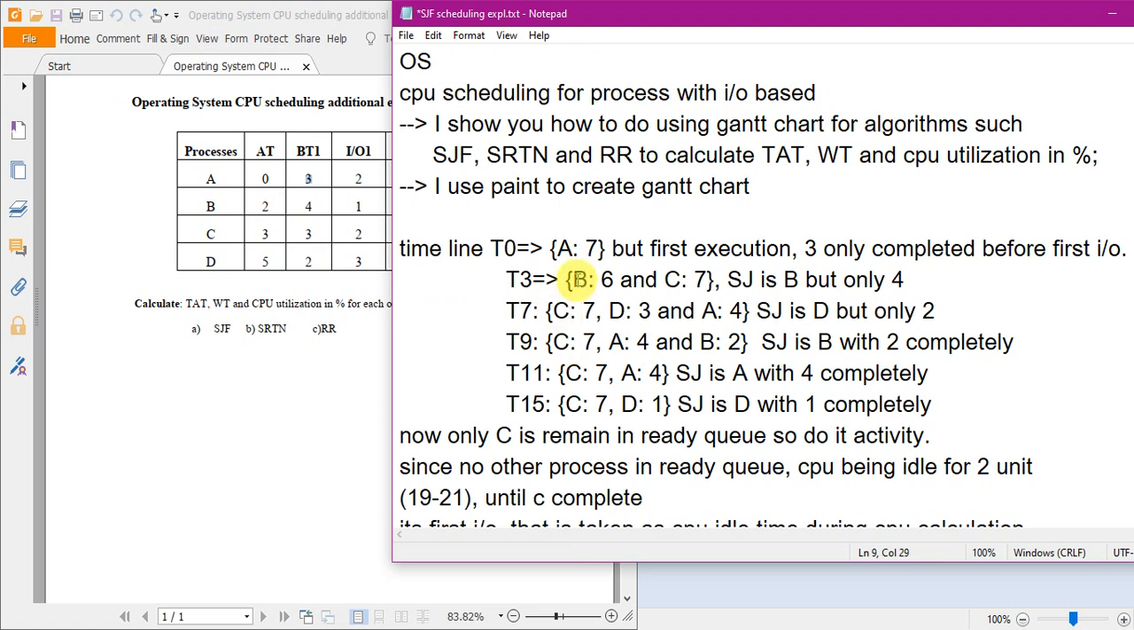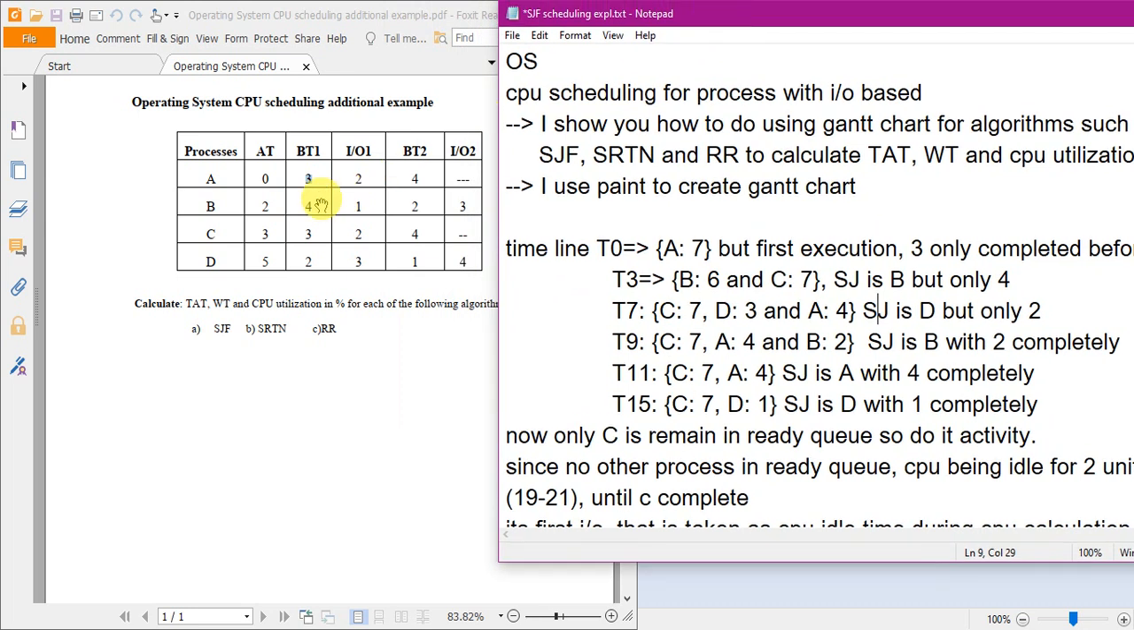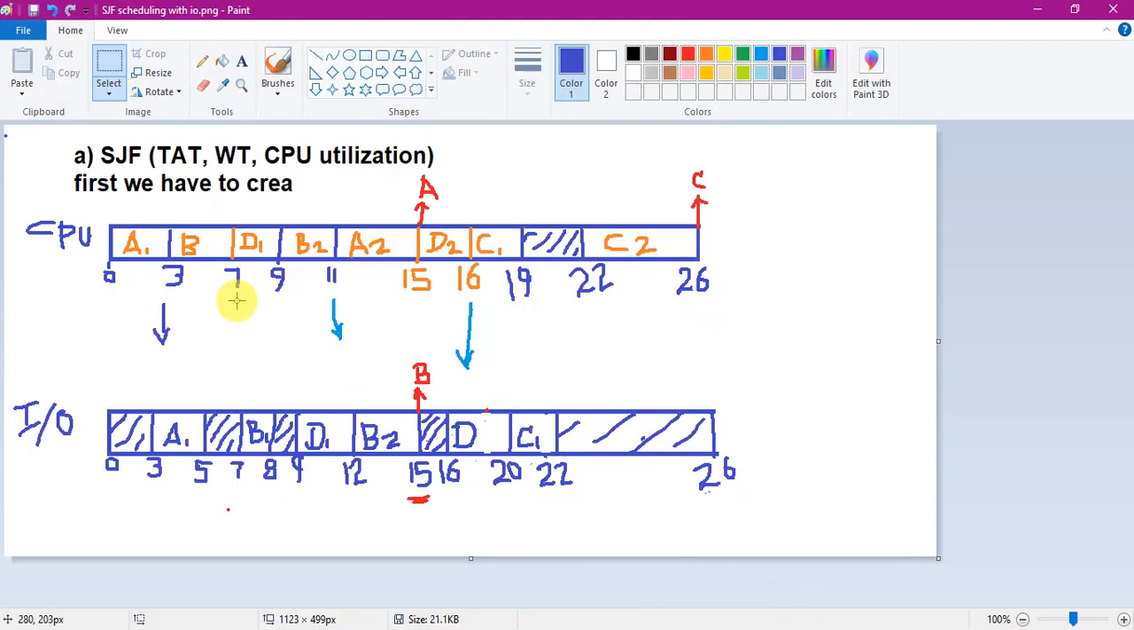B needs a total of 6 units, adding the first 4 units and the second 2 units. C needs 3 in the first and 4 in the next, so a total of 7 units. So C needs 7 units, B needs 6 units. Which one is the shortest job? B is the shortest job, so B takes place.